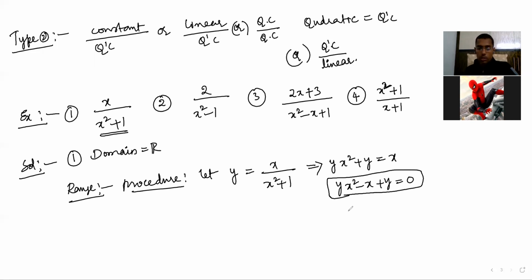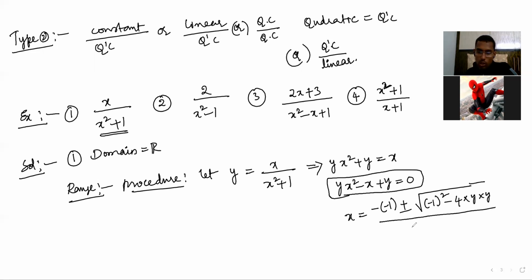What is that formula method? x equals minus b plus or minus under root of b square minus 4ac, by 2a. Minus b is minus 1. b square is minus 1 square. Minus 4, a is y, c is also y, by 2 into y. Hope you understand this, right? In the previous type also we found x in terms of y. Here also we are finding x.